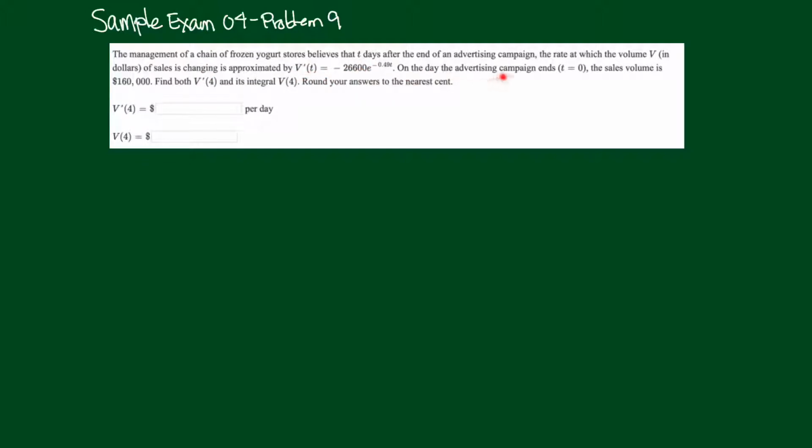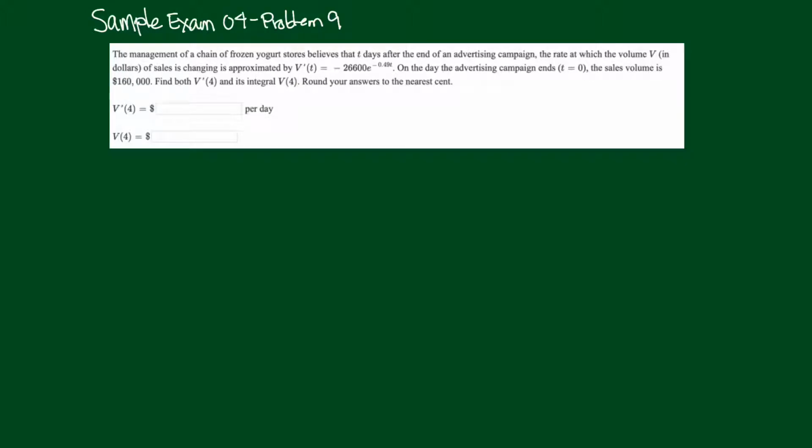Now, on the day the advertising ends, T equals 0, right? T is the number of days after it ends. So when it ends, T is 0. The sales volume is this number here. So find both the derivative at 4 and the integral at 4.